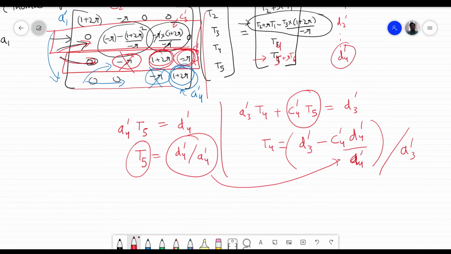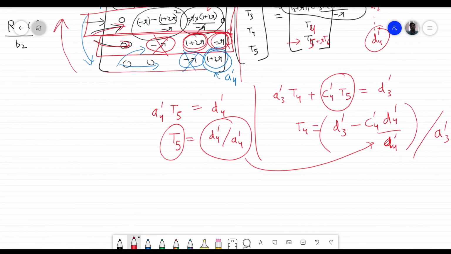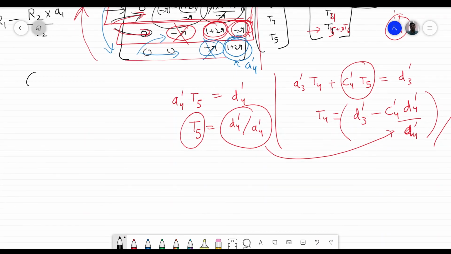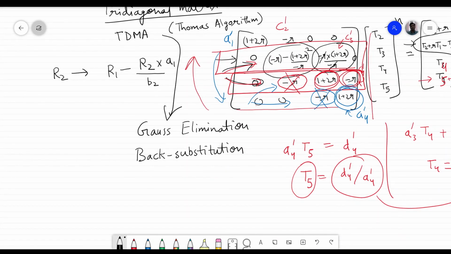So now we are going from bottom to top. First we went from top to bottom. Now we are going from bottom to top. So these are two steps involved here. The first one was the elimination or Gauss elimination, top to bottom. And then bottom to top, that is known as back substitution. So these two are involved in this TDMA or Thomas algorithm.